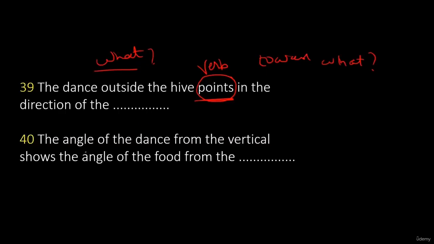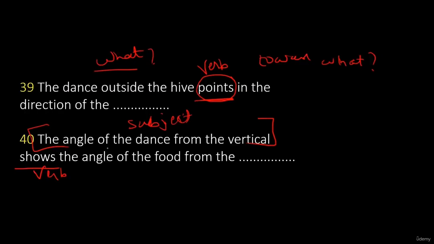Looking at the next one: the angle of the dance from the vertical shows the angle of the food from the blank. You see, shows is the verb here, which we have to take care of. What shows what, or in what angle? So the angle of the dance from the vertical is one subject, in a kind of structure. This is a whole subject, and we have the verb, and then we have the object. Subject shows the object. The angle of the dance from the vertical shows the angle of the food from the blank. See how easy it gets.